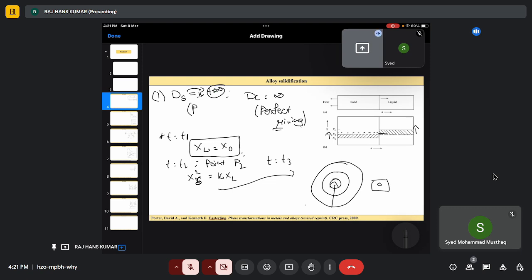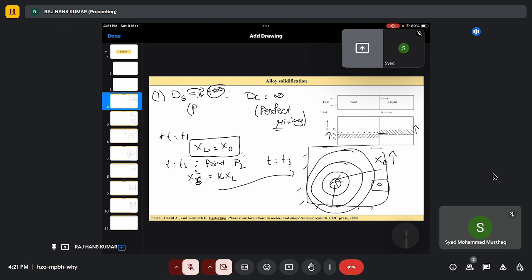But what we are going to do now is, let's say we take a coring type phenomenon, that means from periphery to center, the concentration of solute atoms is increasing. Now what if you give enough amount of time for diffusion to happen? So let's say I keep this sample in a furnace.